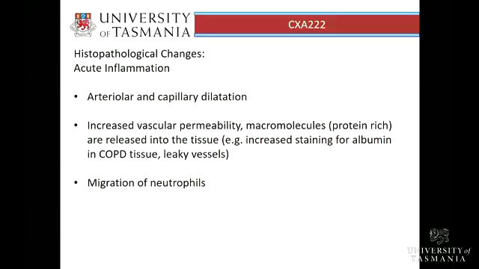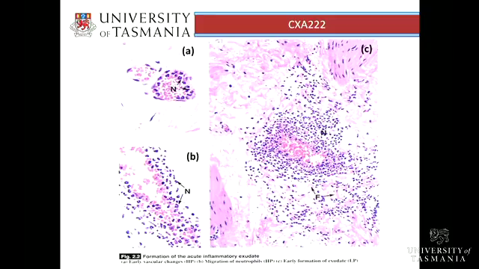We also see the migration of neutrophils, and this is something we can actually see under the microscope. Here we've got early acute, and you can see those neutrophils lining up along the blood vessel walls, ready to start migration. Here they are moving out into the inflamed stroma, and later on that same day we're starting to see deposits of fibrin, etc.